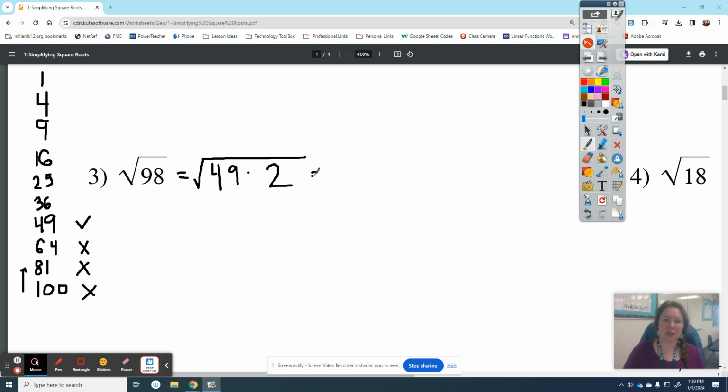Next step, split them up. Because they're being multiplied, I'm allowed to do that. Square root of 49 times the square root of 2. Last step, simplify that perfect square root. The square root of 49 is 7. So our final answer is 7 root 2.